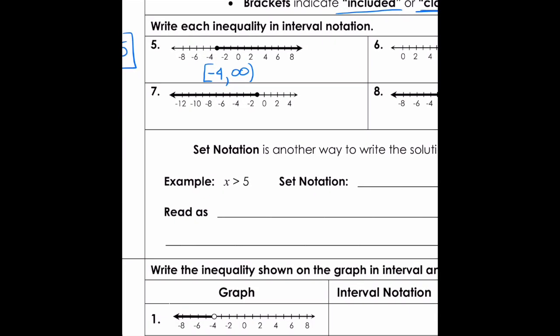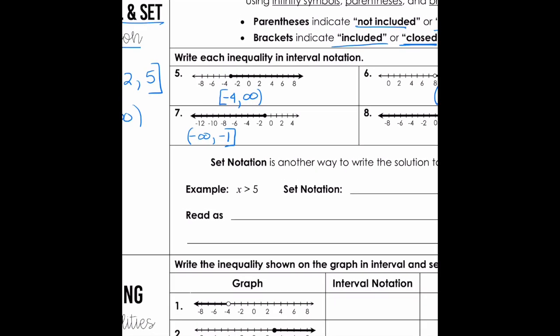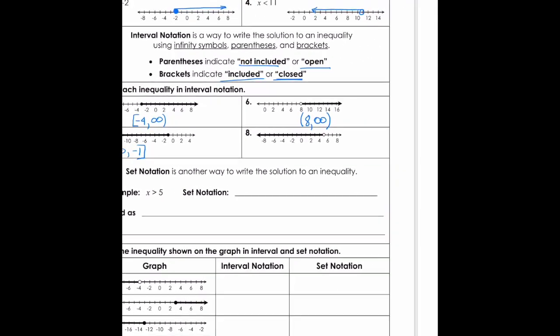All right, number 7. What's on the left end of your number line? That's negative infinity, right? And since it's that, you always use the parenthesis. Now what's on the right side of your number line? Well, it stops at negative 1, and it's a closed circle. So you're going to put a bracket. So do you see how that just describes what you're seeing on your number line?